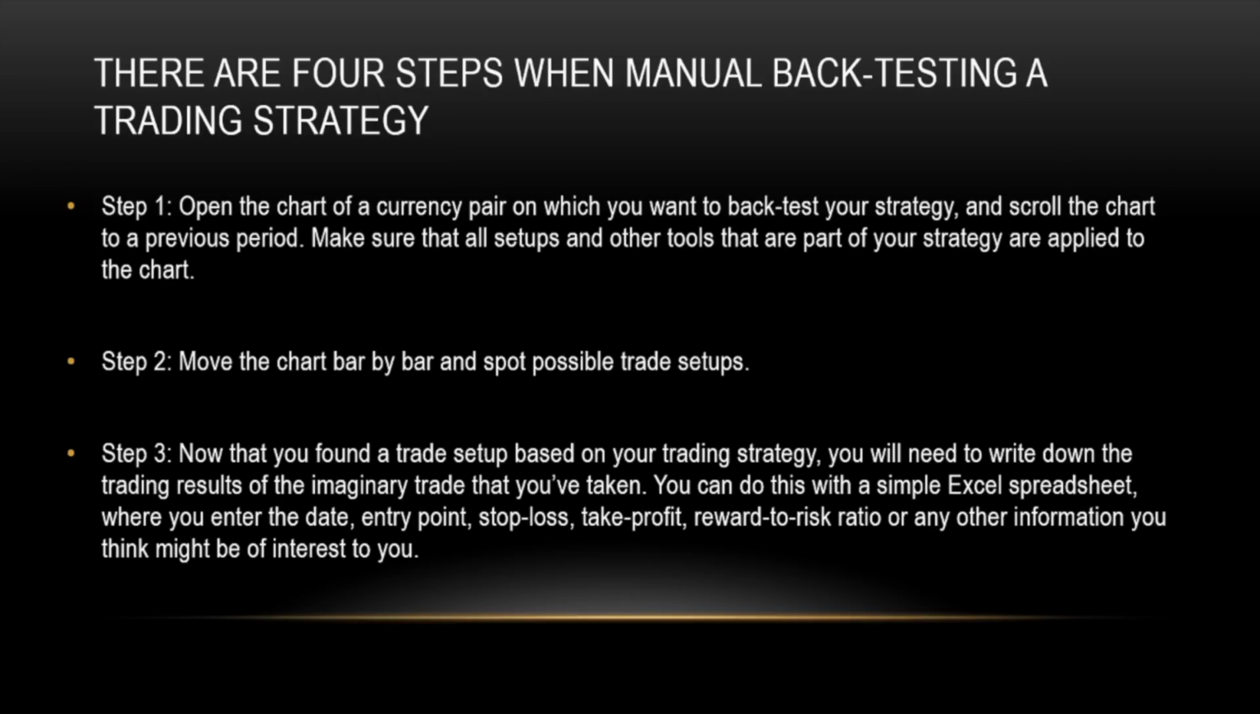Step 3. Now that you have found a trade setup based on your trading strategy, you will need to write down the trading results of the imaginary trade that you've taken. You can do this with a simple Excel spreadsheet, or for those who don't have PCs or anything that can open Excel, you can just write it down. Let me continue. This is where you enter the date, entry point, stop loss, take profit, reward to risk ratio, or any other information you think might be of interest to you.